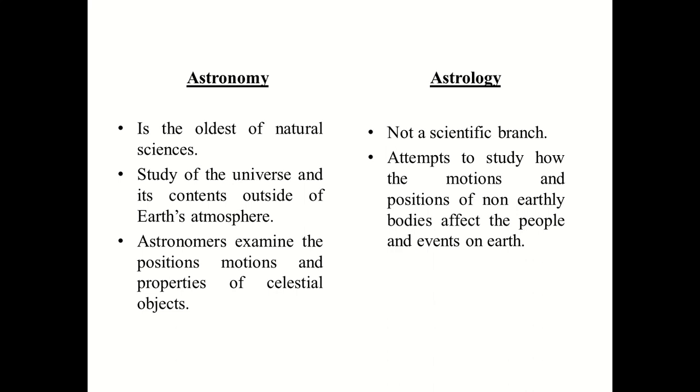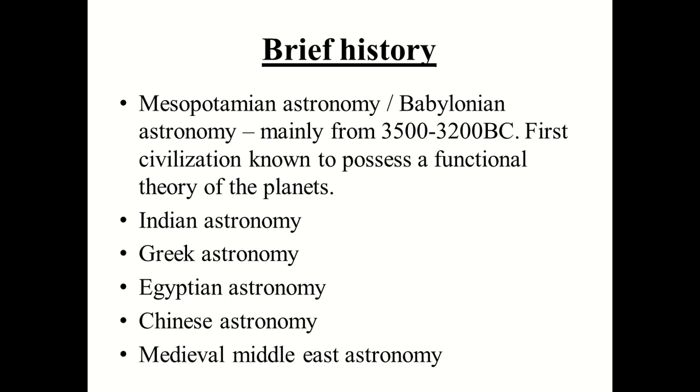But astrology attempts to study how the motions and the positions of non-earthly bodies, that is the celestial objects, affect the people and events on earth. So astrology is actually some predictions based on the motions and the positions of celestial objects, and these predictions are on the life and events on earth. So that's why it has been discarded from natural science.